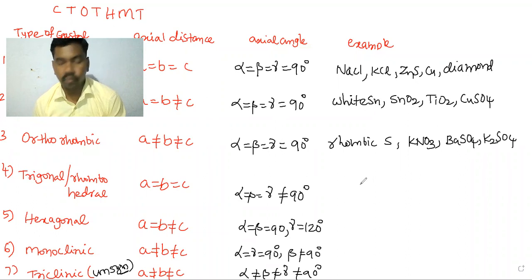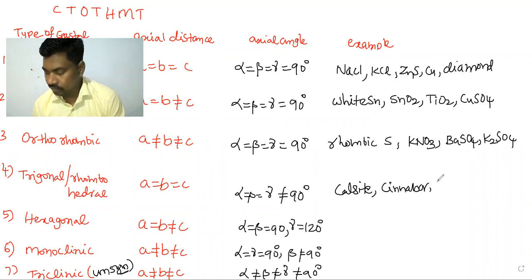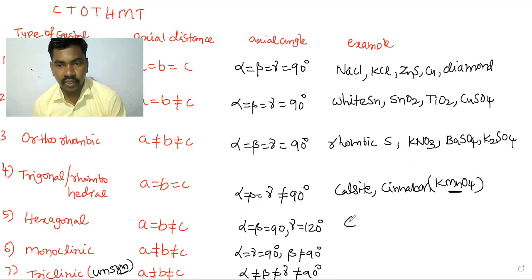Then trigonal or rhombohedral system: calcite, cinnabar, and potassium permanganate is a very important one. Then for hexagonal: mainly graphite, zinc oxide, then cadmium sulfide.